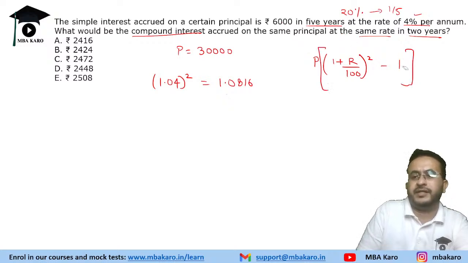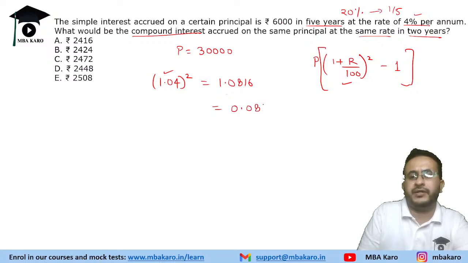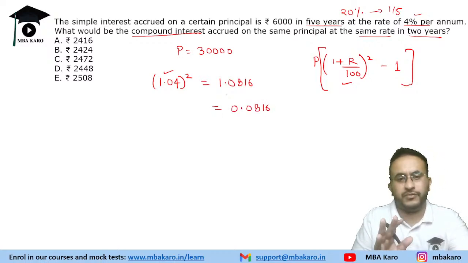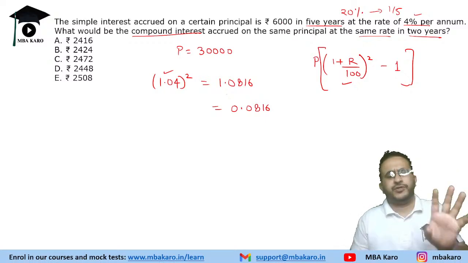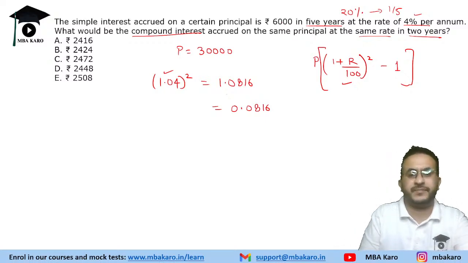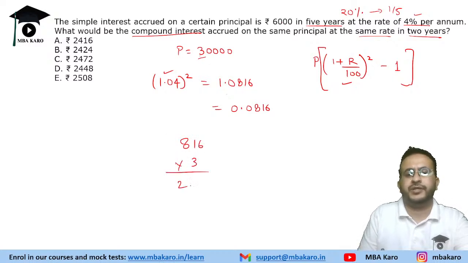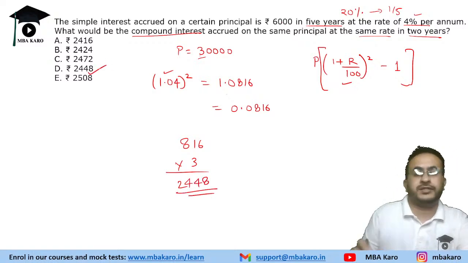So P common ले लेंगे, that becomes 1. So this part is 1.04 square, minus 1 you will get 0.0816. So आपको सिर्फ डिजिट्स पे फोकस करना है, just focus on the digits. 816. ठीक है, आपको डेसिमल जीरोस कोई टेंशन नहीं. 816 और यहाँ पे क्या है 3. 816 into 3 is 2448. So ये आपका आंसर हो जाएगा.